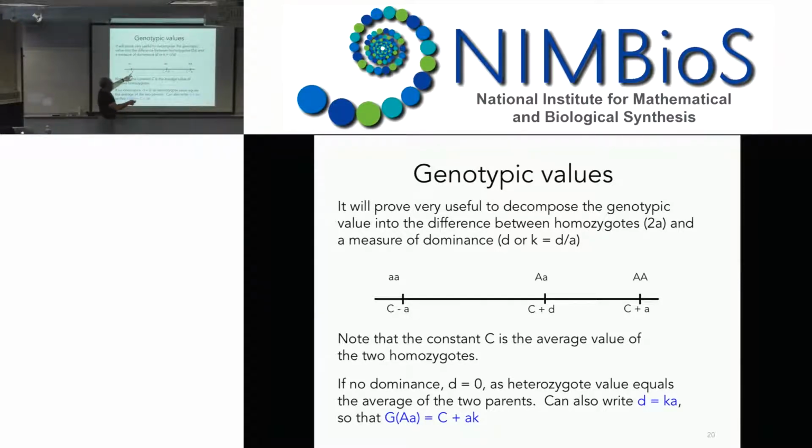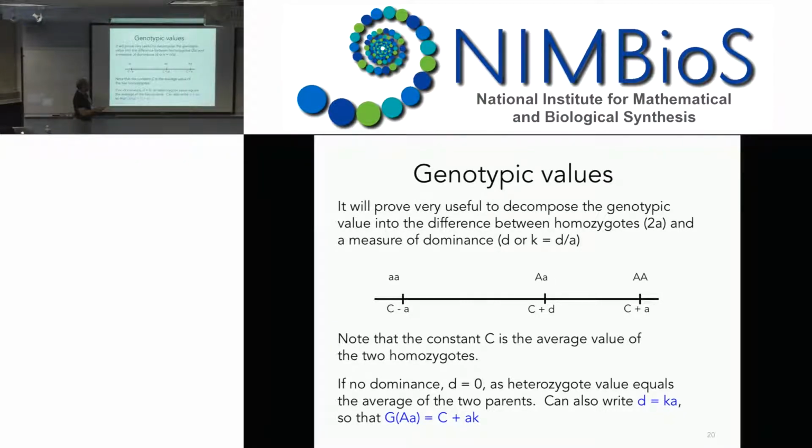2A is the difference between the two homozygotes, and if the heterozygote is exactly in the middle, D is 0, so D is a measure of dominance. This is simply a way of asking what the average genotypic values are. I can then break them into a difference between the homozygotes, which is 2A, and the value of the heterozygote, which is different from D unless it's right in the middle. Okay? So D is non-zero.